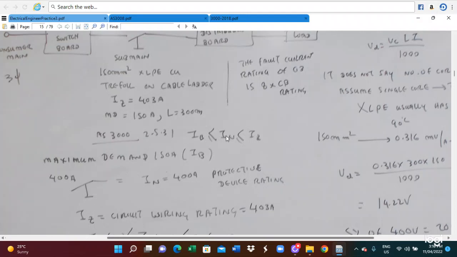IB is less than IN, which is less than IZ. The maximum demand current is IB, 150 ampere. IN is the protective device rating.